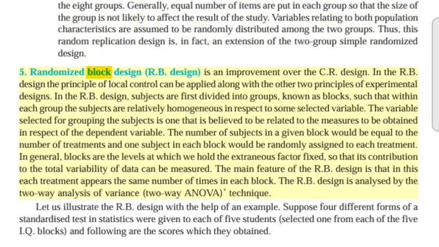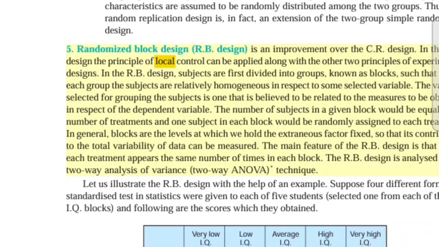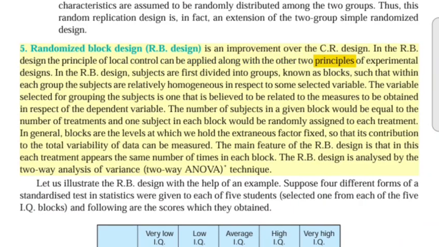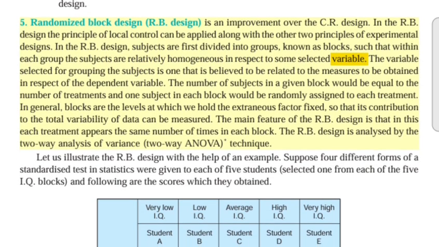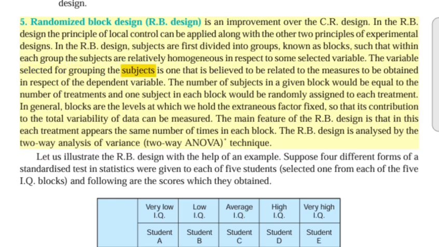5. Randomized block design (RB design) is an improvement over the CR design. In the RB design, the principle of local control can be applied along with the other two principles of experimental designs. In the RB design, subjects are first divided into groups, known as blocks, such that within each group the subjects are relatively homogeneous in respect to some selected variable. The variable selected for grouping the subjects is one that is believed to be related to the measures to be obtained in respect of the dependent variable.